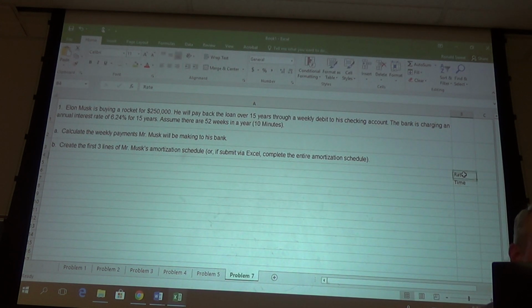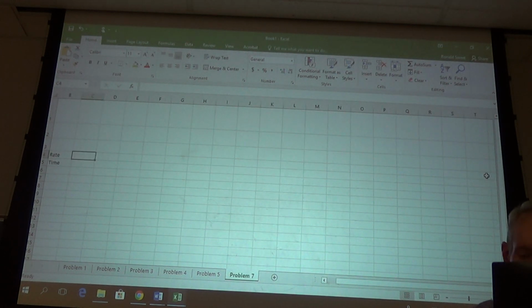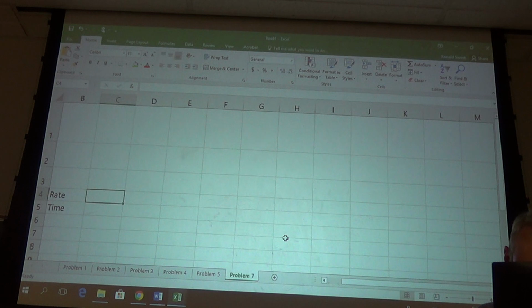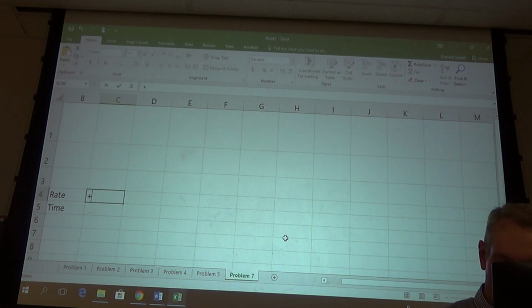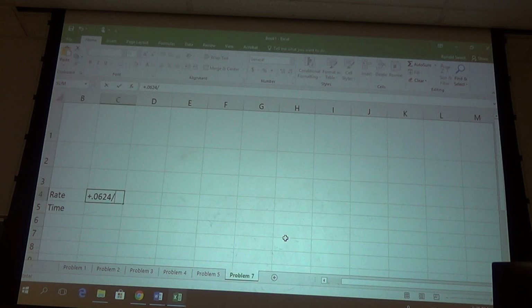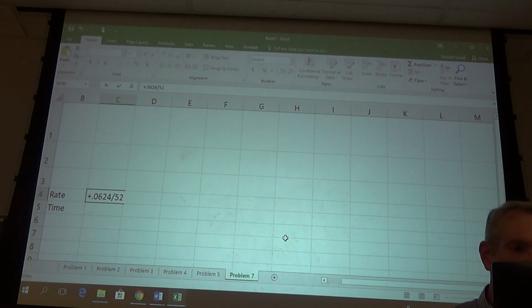So what is the rate here? He's going to pay the bank $6.24, but it's weekly. So how do you calculate the rate? So you take the rate, 0.0624. Make sure you type everything as decimals. I've seen some of y'all type 6.24%. You can do that if you like, but I think it's safer to type 0.0624. And then what do we divide by? Because it's weekly. So divide by 52, and that gives you that weekly rate.